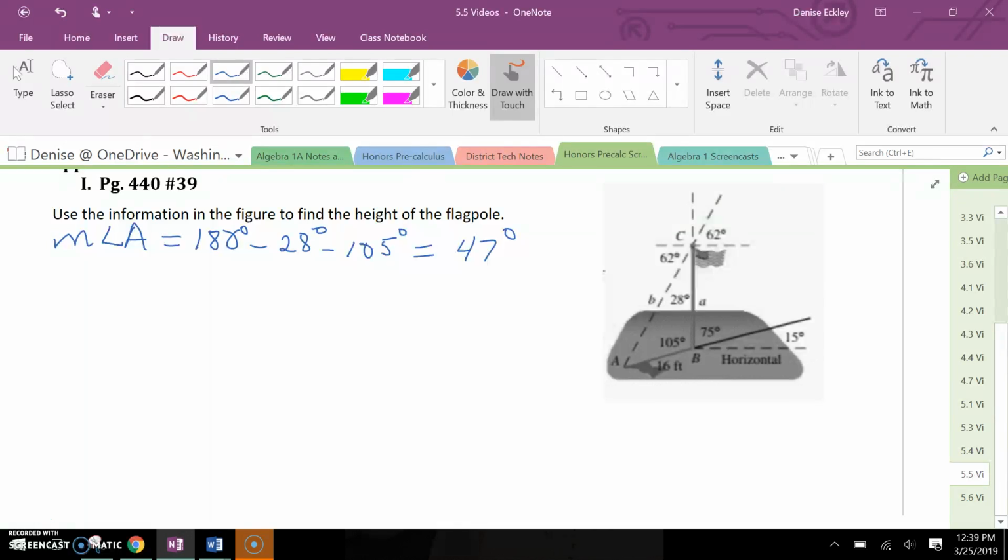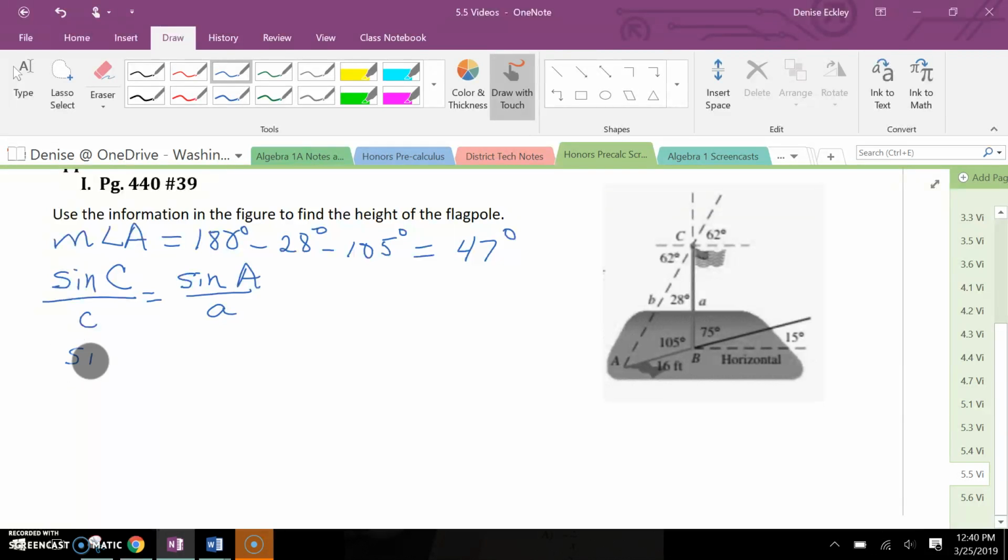So we can use side C, which is the length of the shadow, and the 28 degree angle, which is angle C, as well as now we have angle A, to find the height of the flagpole, which would be side A in our picture. So we are going to use that sine of angle C over side C is going to equal sine of angle A over side A. And the answer to this ratio is going to be our height of our flagpole.